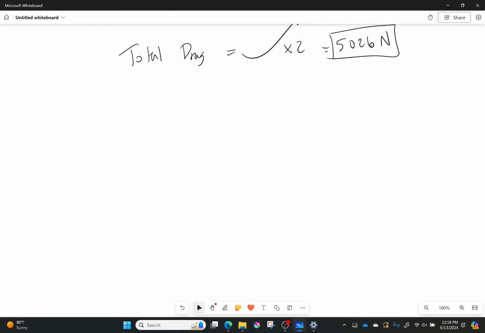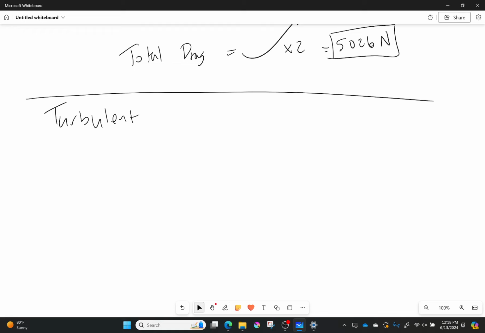So now we're going to do the exact same problem, but turbulent. Okay, we have the same settings, but now we're assuming that it's turbulent. We want to find what is the total drag for 100 meters per second and for 1,000 meters per second. What is it?